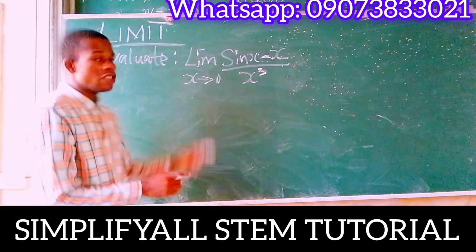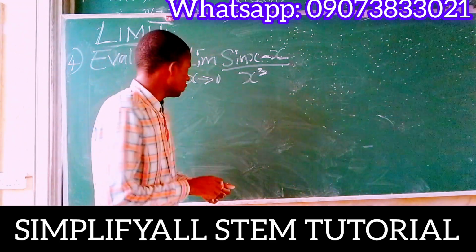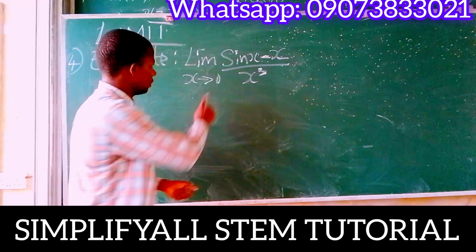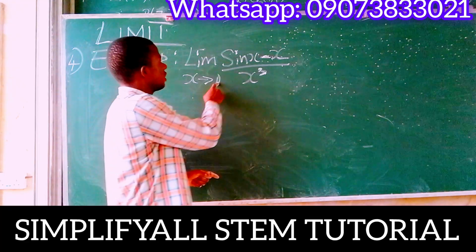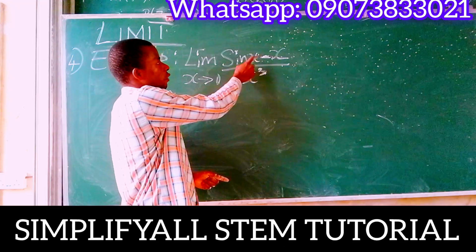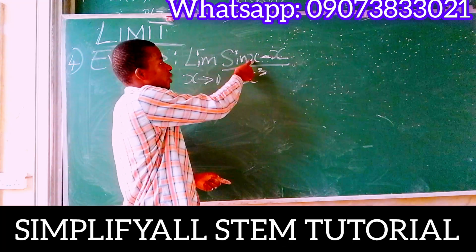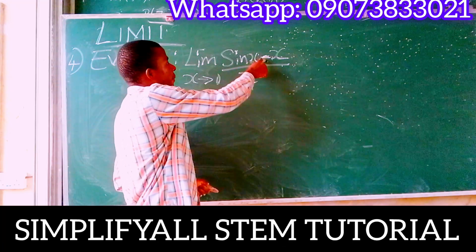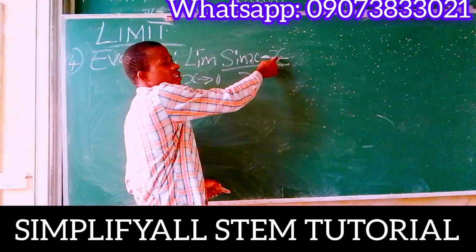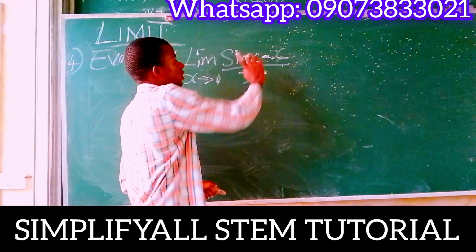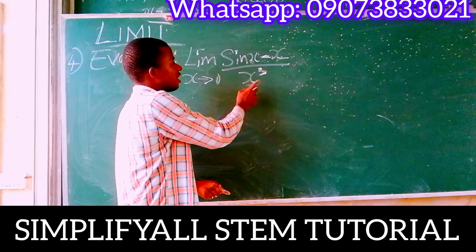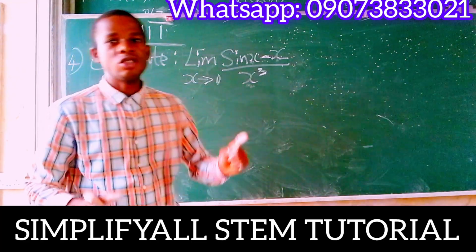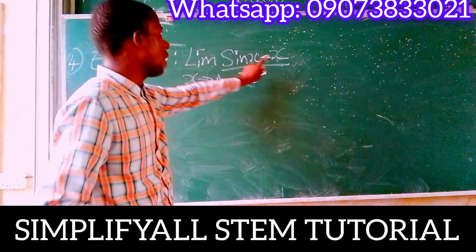How are we going to evaluate it? If you use the direct method, it is going to give us 0, which we are not interested in getting now. If you put 0 where x is, you get sine 0, and sine 0 is 0, right? Minus, if you put 0 where x is, 0, right? So 0 minus 0 is 0. Now you come to the denominator, you put 0. 0 cube is the same thing as 0. So we are not interested in solving it and getting 0 at this point.